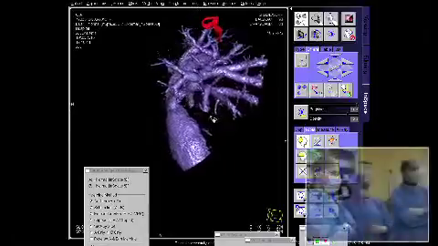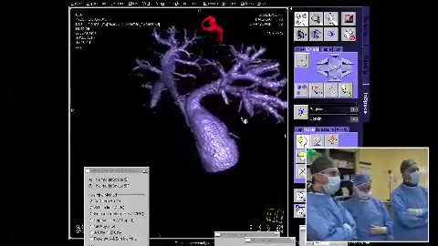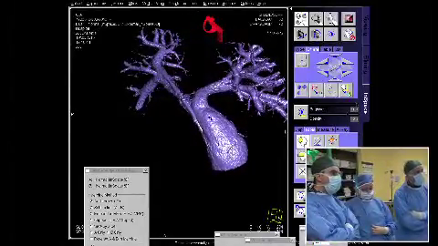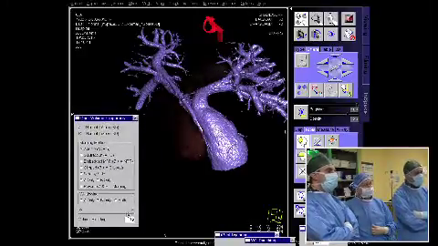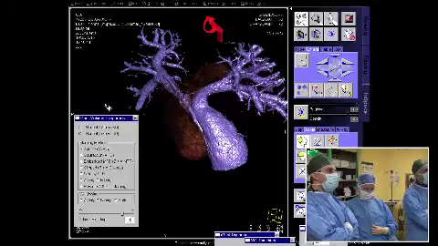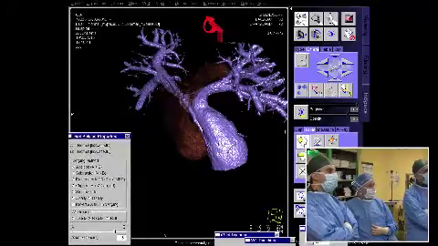Beautiful pictures. Do you hear us? Yeah. Is the microphone on? Yes. Okay, so just a comment that these pictures are beautiful.